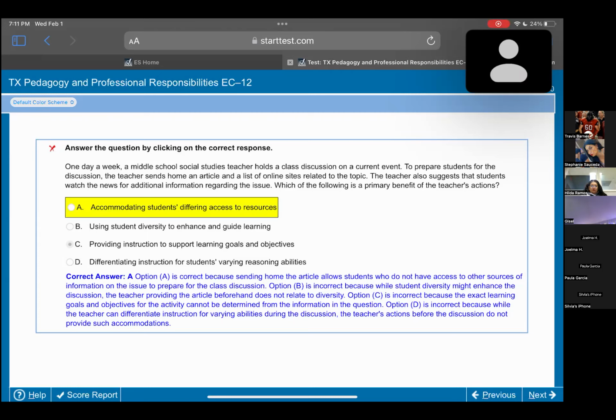Miss Sauceda, I have a question. Sure. B, it says using student diversity. Diversity meaning, what was it again? You had mentioned earlier. So diversity can mean so many things. It's not just diversity, it's like their skill levels, right? They can be diverse. Diversity just means difference. All the many ways your students can be different.